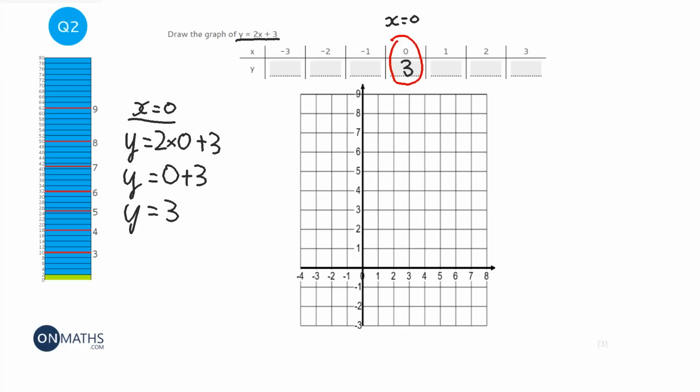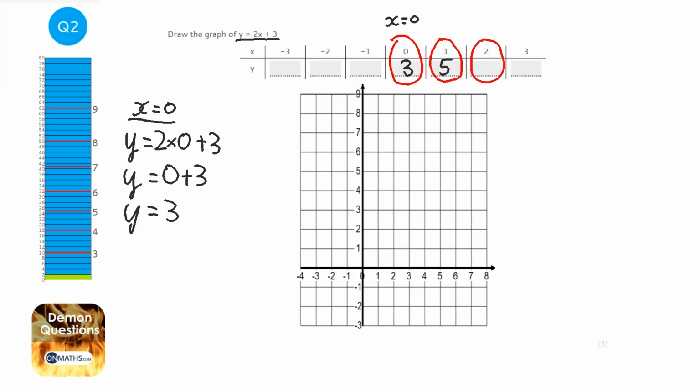So I'm going to try the next one without any working out. We've got 1, and so 2 times 1 is 2, plus 3 is 5. Then the next coordinate, we've got x equals 2, so 2 times 2 is 4, plus 3 is 7. And the next one, we've got 3, so 2 times 3 is 6, plus 3 is 9.